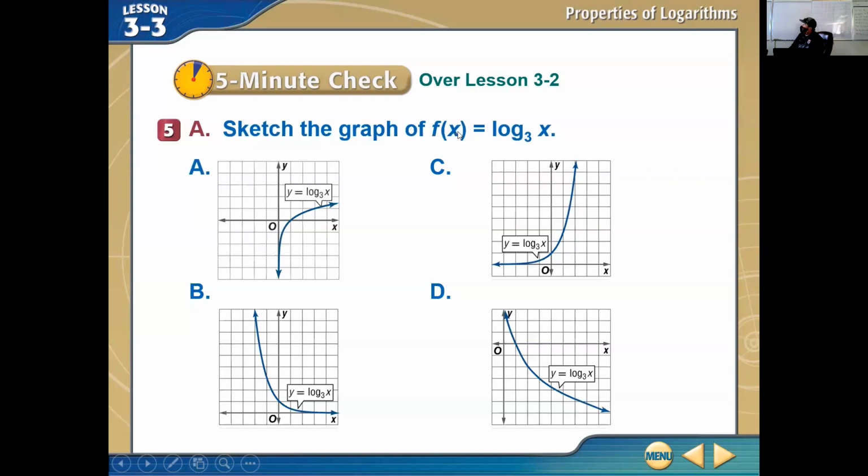Sketch the graph of f of x equals log base 3 of x. If we're looking at this, this function is logarithmic growth, right? Because it's positive. So we want to find the answer choice that shows logarithmic growth. C is exponential growth. B is exponential decay. D would be logarithmic decay. The only one that shows logarithmic growth is answer choice A. So that makes that part pretty simple.